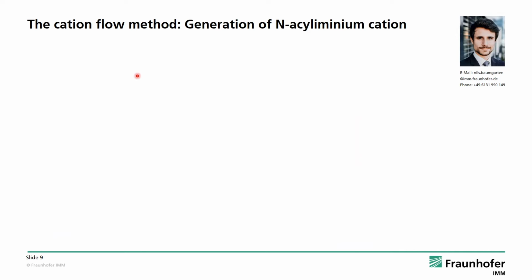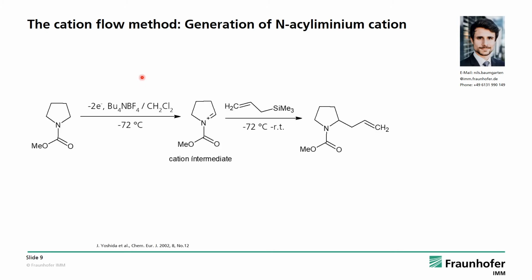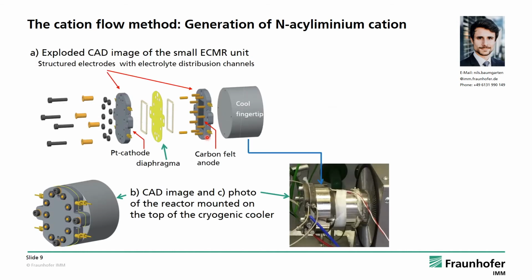In the next slides I will show you some validation of the electrochemical microreactor with different electrochemical reactions. So first, the cation flow method. This method needs a very low temperature, -72 degrees, due to this cation intermediate here. However, for pre-investigations, the reaction was done with a smaller electrochemical microreactor from IMM to explore the low temperature conditions and operations. As you can see here, we have a divided cell with the diaphragm and seals to prevent leakage. And we need a cryogenic cooler because this electrochemical microreactor has no heat exchanger.